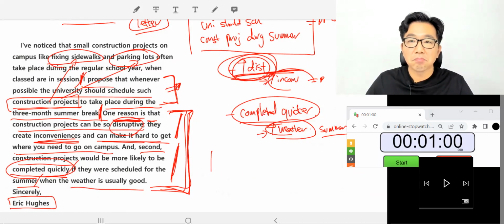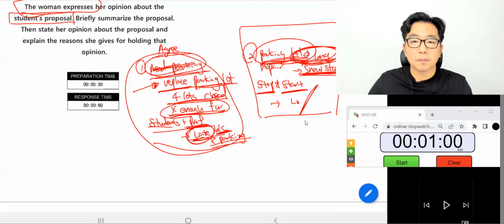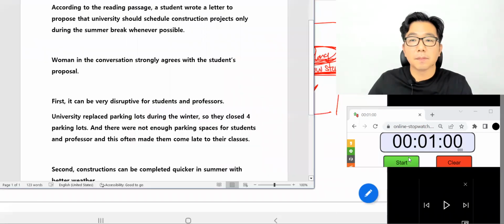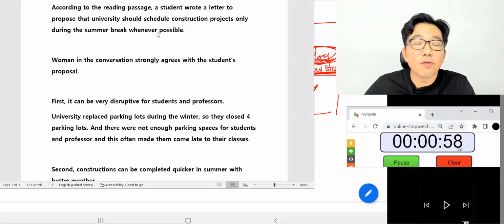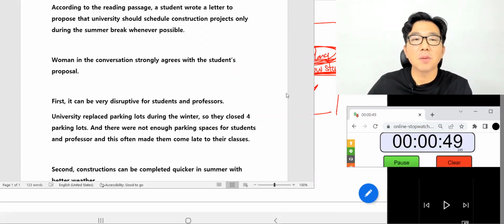All right, so let's listen to my answer, okay? One possible model answer for this question. Here we go. According to the reading passage, a student wrote a letter to propose that university should schedule construction project only during the summer break whenever possible. Woman in the conversation strongly agrees with the student's proposal.